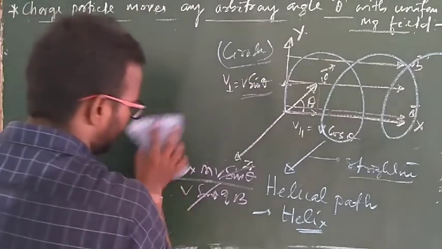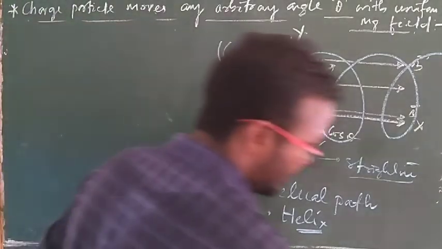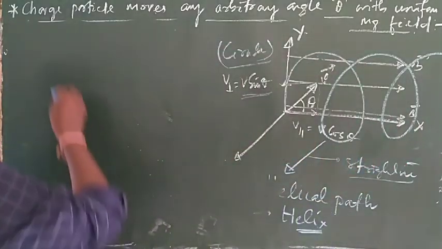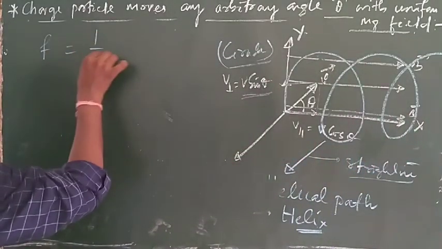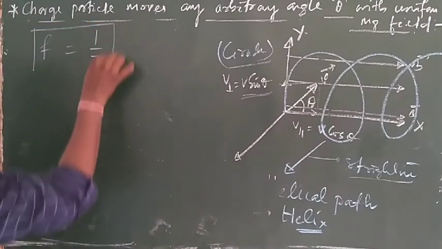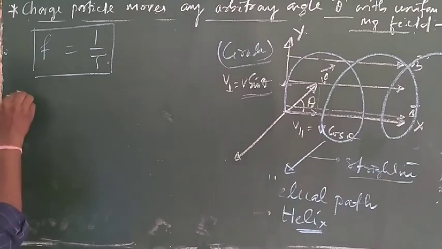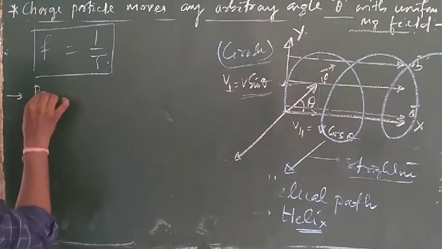Now if we find the value of frequency, the frequency equals 1 by the time period. So you can find the value of frequency here also. Okay. Now next we will go to the pitch of the helix.